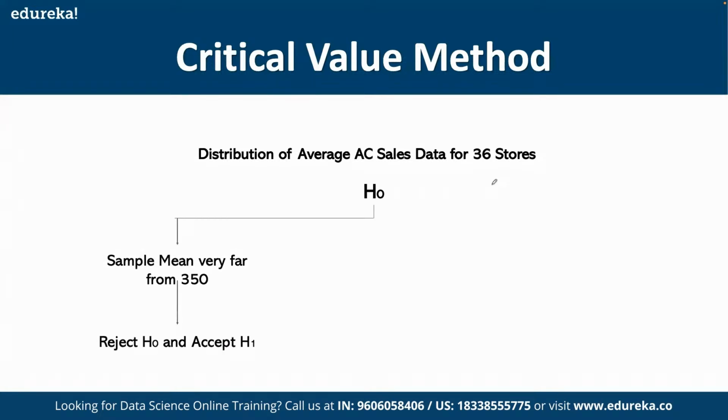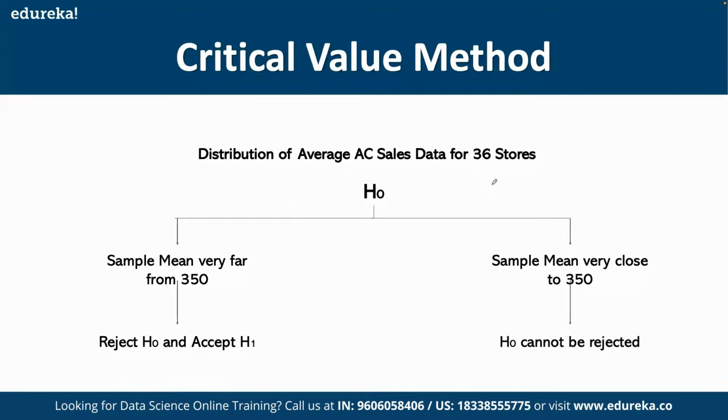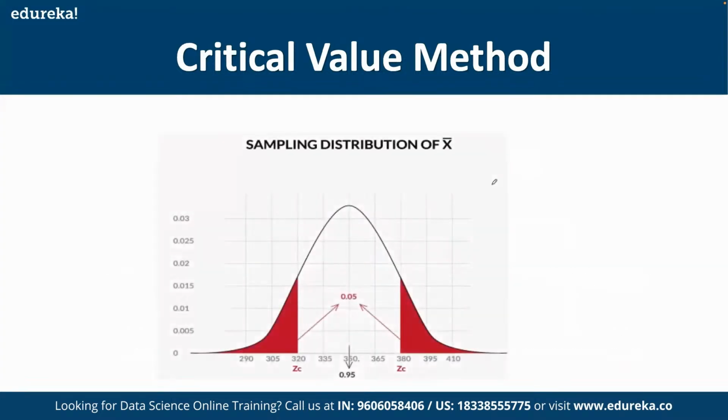In that scenario, the sample mean can vary very far from 350. If I've got a sample mean which is very far from the assumed mean, then we are going to reject the null hypothesis and we are going to accept the alternate hypothesis. On the other hand, if I've got a sample mean closer to 350, then we do not reject the null hypothesis. We just proceed with the null hypothesis itself. That is how we will make use of the critical value and then perform the analysis.